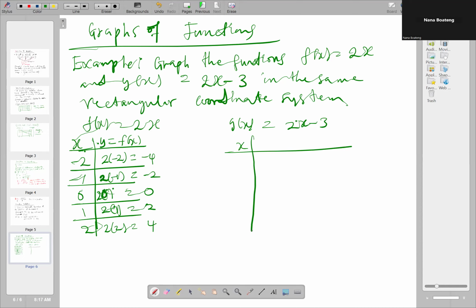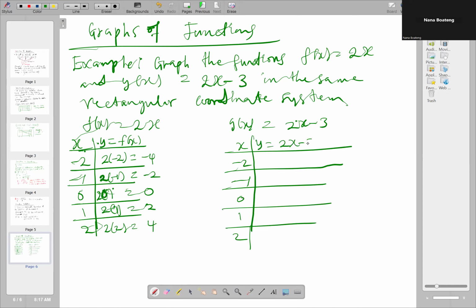X values we can pick from negative 2 to positive 2, so negative 2, negative 1, 0, 1, 2. And our g of x, so our y is equal to 2x minus 3. So if x is negative 2, y is 2 times negative 2 minus 3, and that is negative 7.